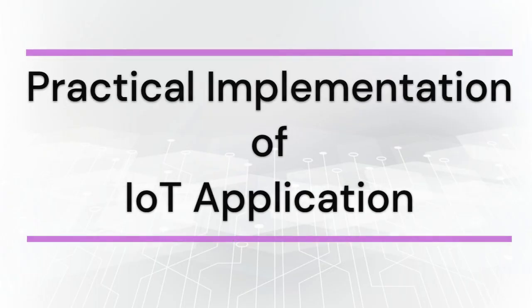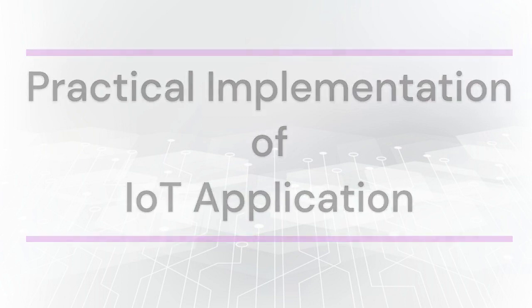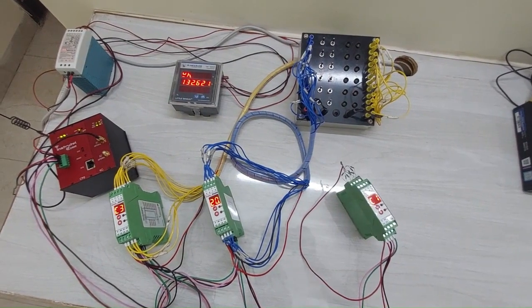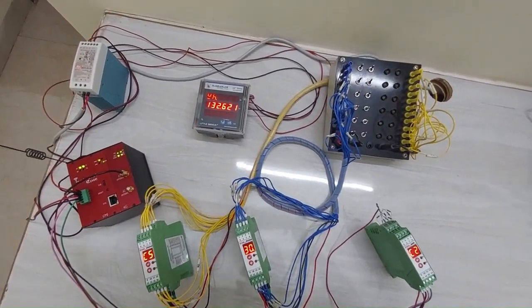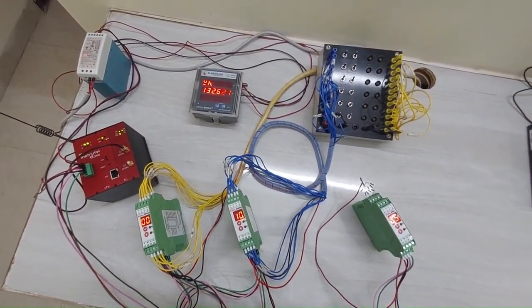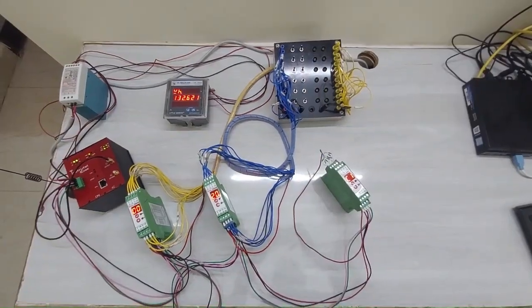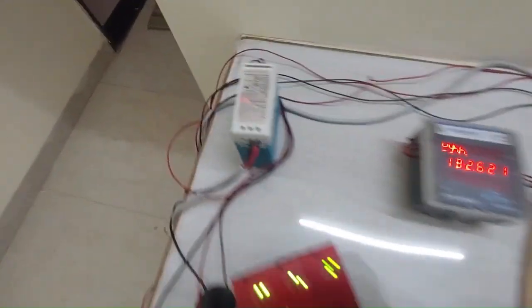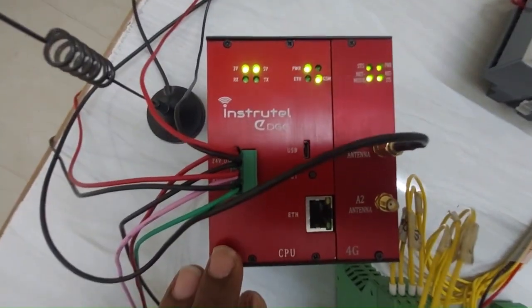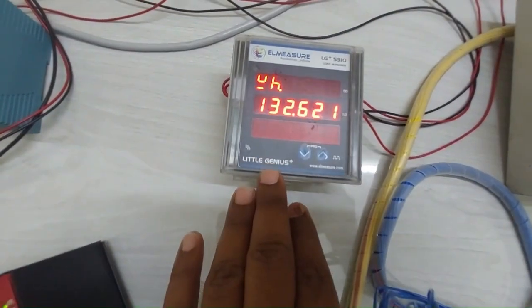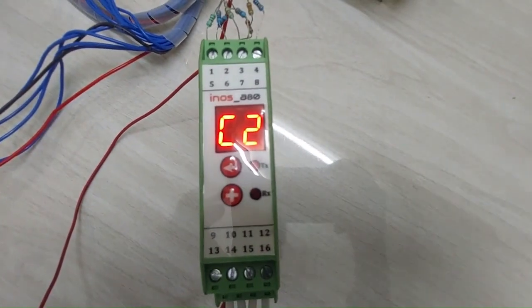Now we will see the practical implementation of IoT. This is the full overview of our device connections, which are connected to each other through the RS485 connection. And inside this connection, let's see, this device is called SMPS, which provides power supply. This is the IoT device. This is the energy meter. This is the digital output. This is the digital input. This is the analog input device.